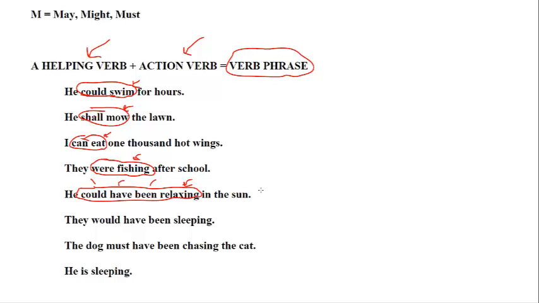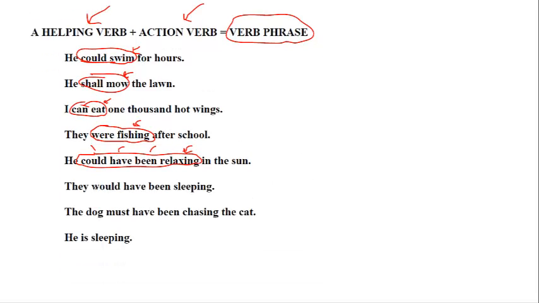Okay? But they have these helpers, and it's perfectly fine to have helping verb, helping verb, helping verb, and an action verb. Numerous helping verbs in a row. They would have been sleeping. It's perfectly fine. Helper, helper, helper, action verb. The dog must have been chasing. Helper, helper, helper, action verb.